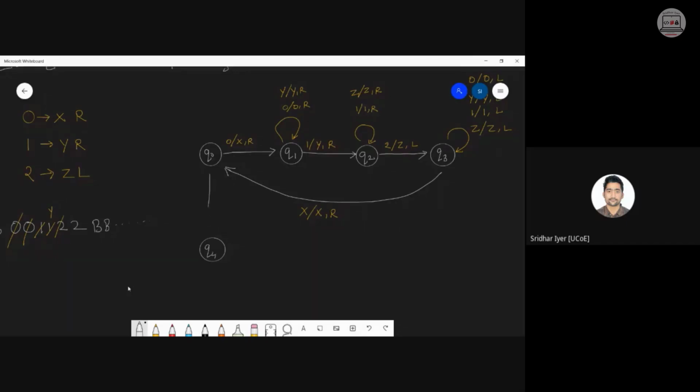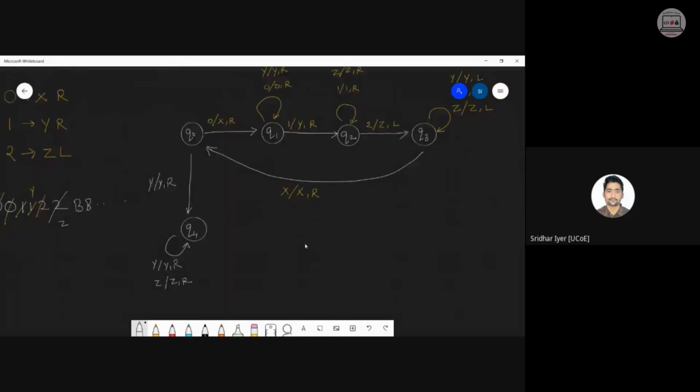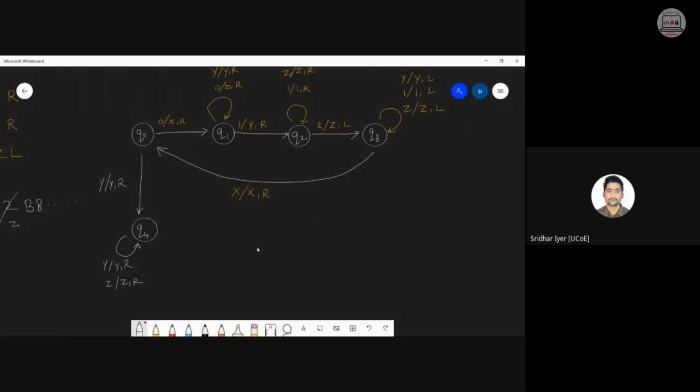So that's why the check state is somewhat like this. It is Y, keep it Y only and move right. Clear? Next up, in Q4, we are going to simply bypass everything we encounter on the way. So it would be Y, Y, R. And now I hope all the symbols have been converted. So it would be only Y and Z on the way, and no further zeros, ones, and twos are left on the input tape. Clear?